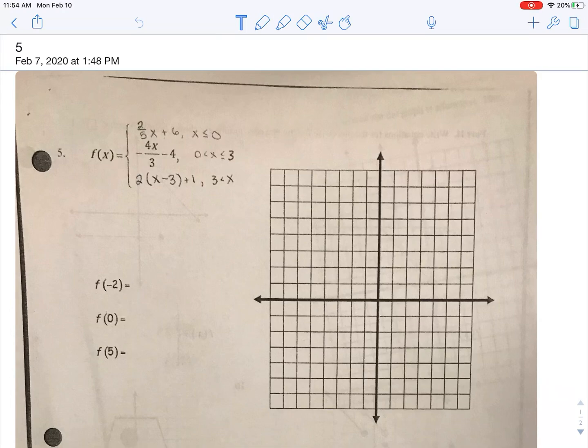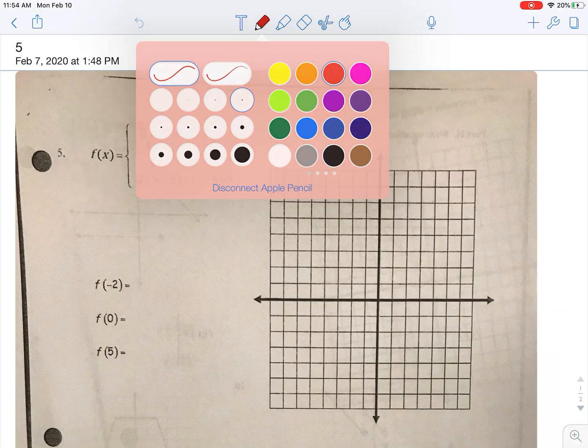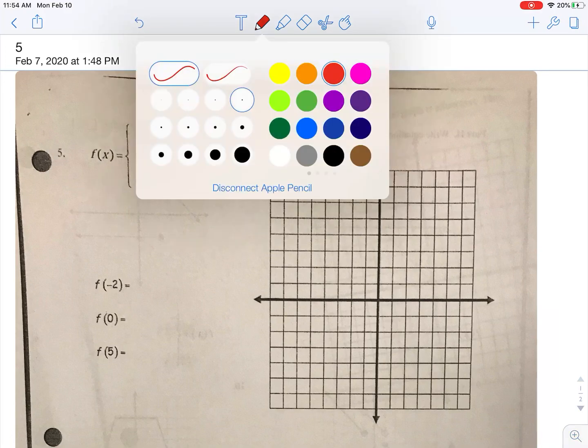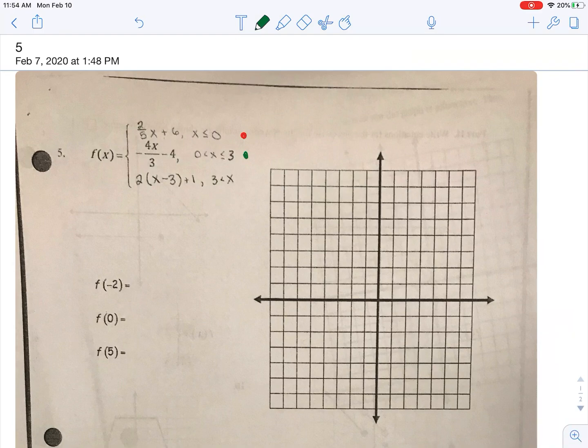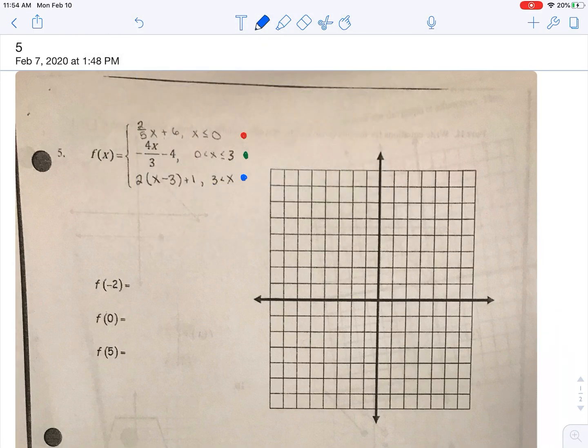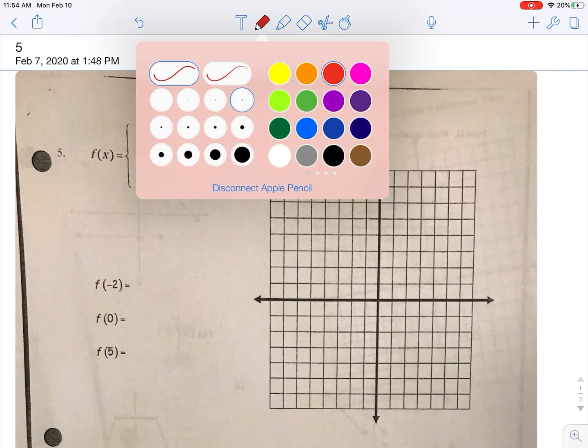Okay, here's number 5, and then I'll go ahead and give you just the answer for 6. Hopefully after a few examples you start picking this up. So I have to graph all 3 of these lines. So I'm going to label them red, green, and blue.